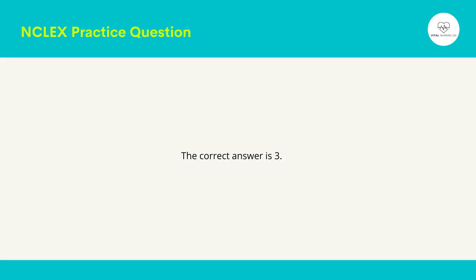The correct answer is 3. The dark green-black color of the feces may conceal the presence of blood in it. Did you get it correct?